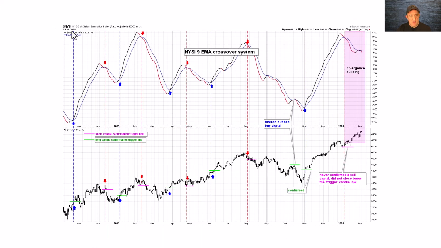Chart number 31, here's the NYSI indicator, the 9 EMA crossover system. It's been giving excellent buy and sell signals over the years, but what you have here is a big divergence building while the S&P continues to rally to new highs. This is clearly lagging. Again, this is showing the same divergence as I showed you on that indicator above with the NYOT. So just be aware of those.